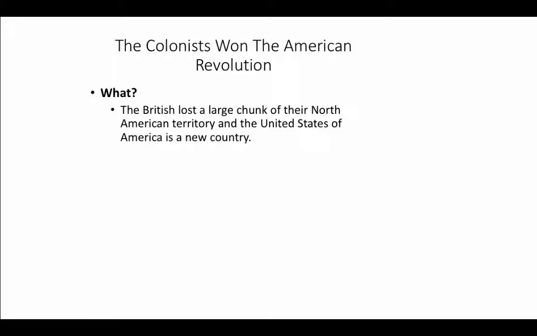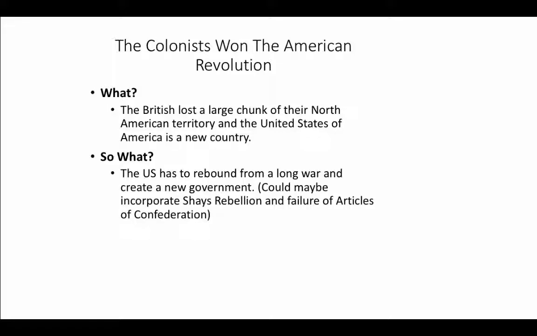This is the first time that, y'all probably do this too, I accidentally say Americans or United States before the revolution is over. So during colonial times, I'll have that slip. But now you can say the United States exists. So what? Now you've got to rebound from a long war and create a new government, even though, technically, the Articles of Confederation was there.